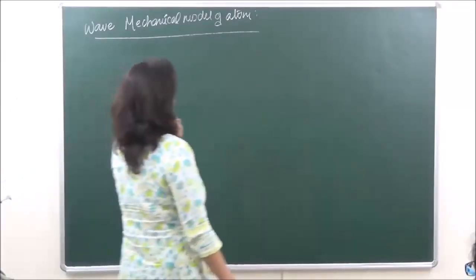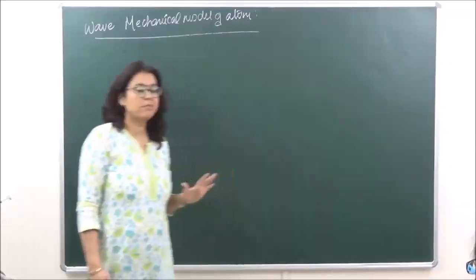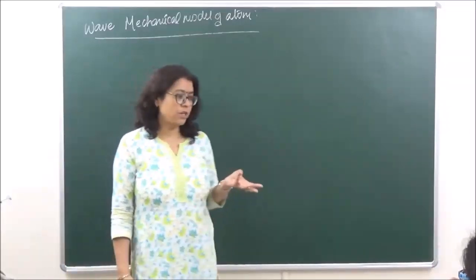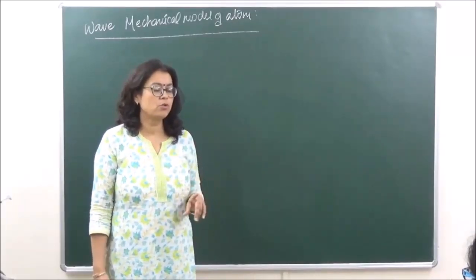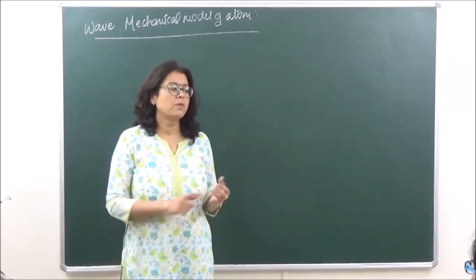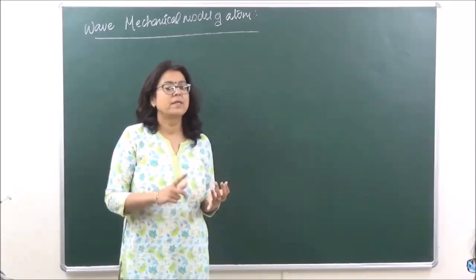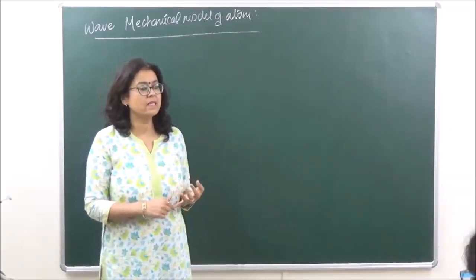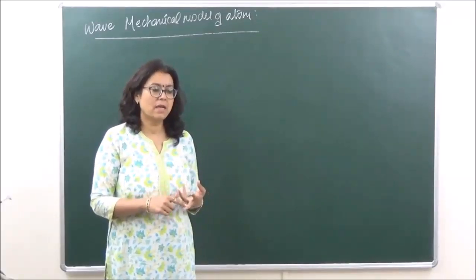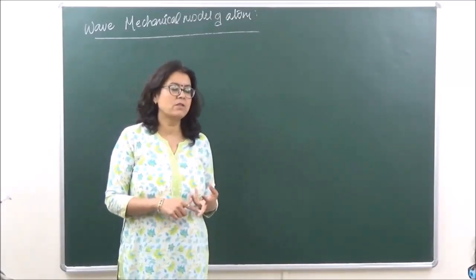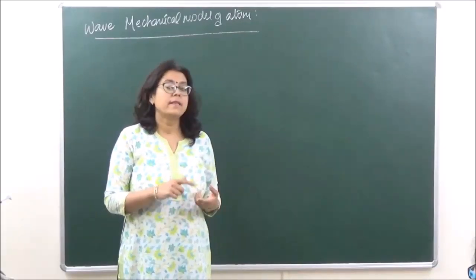Right, so we go on to the last model of the atom today, the wave mechanical model. Before this, what did we do? Bohr's model was given a serious blow due to the de Broglie relationship, which gave us the dual nature of matter, that the electron behaves as a wave as well as a particle. And then the Heisenberg uncertainty principle also gave a serious blow to Bohr's model.